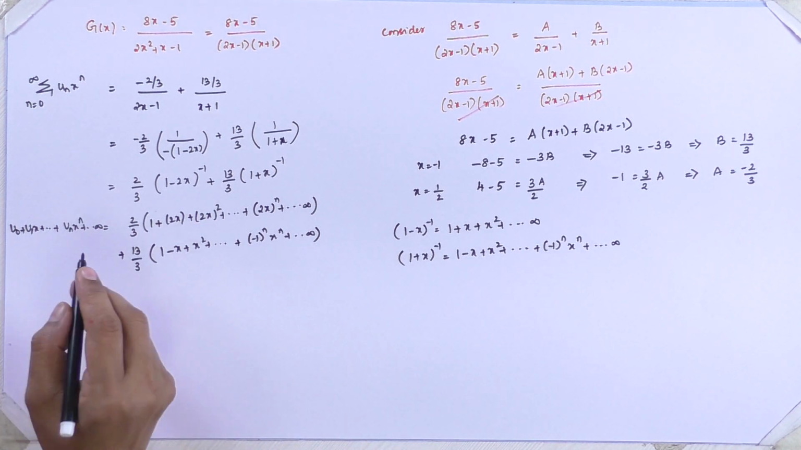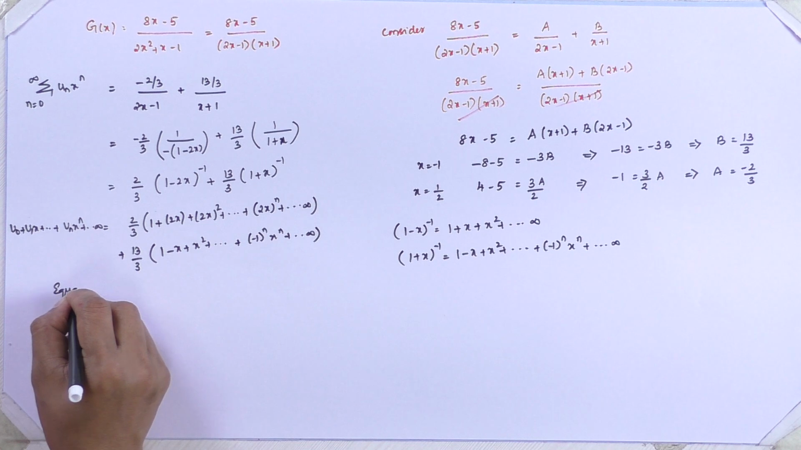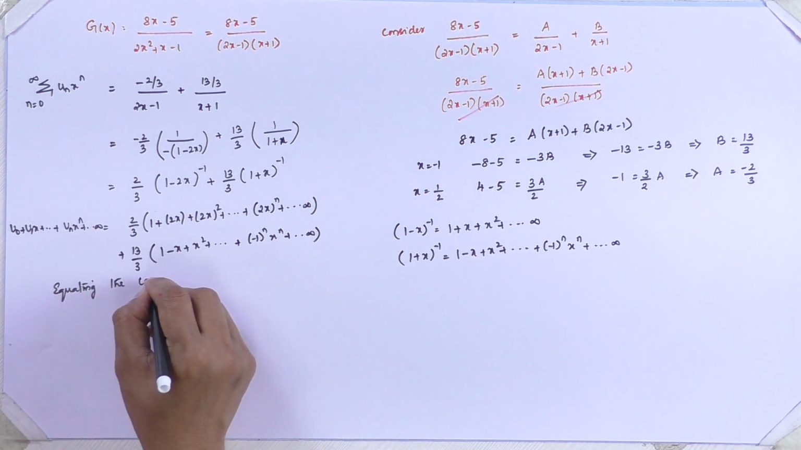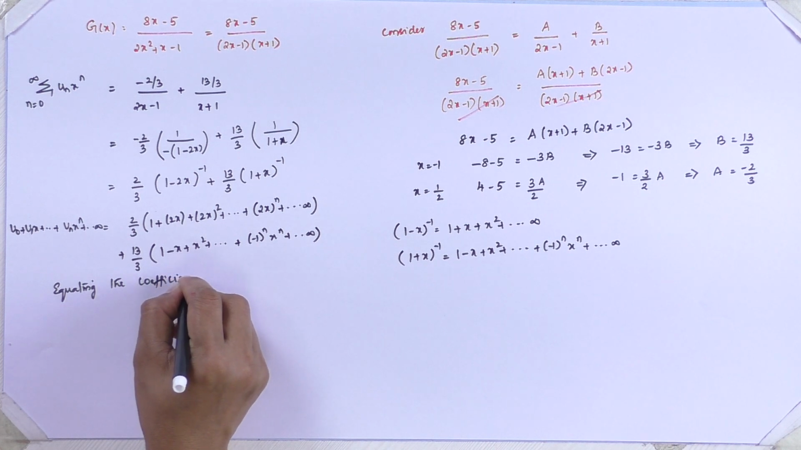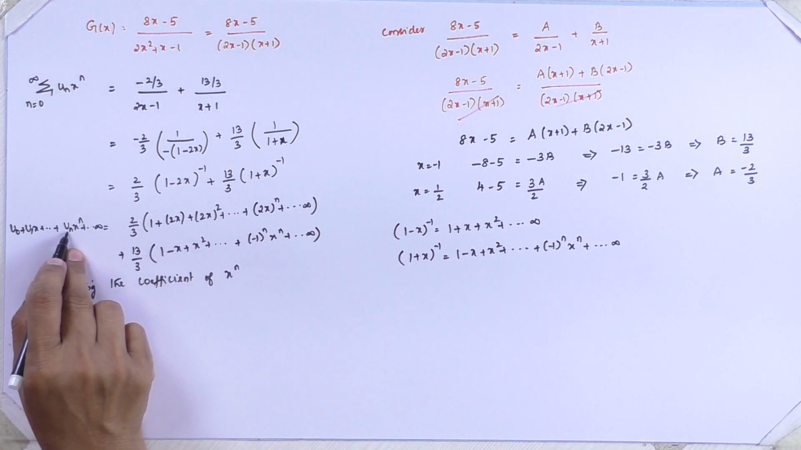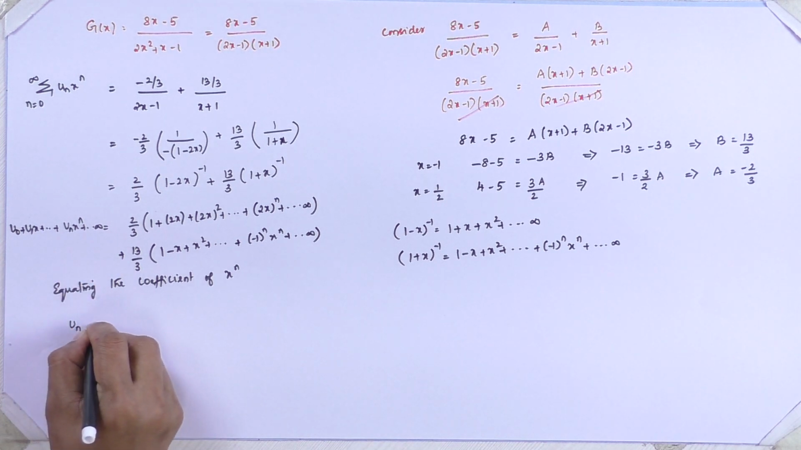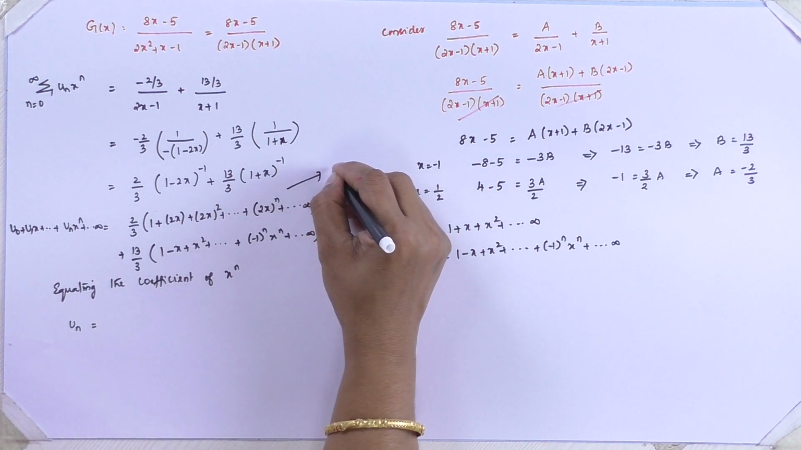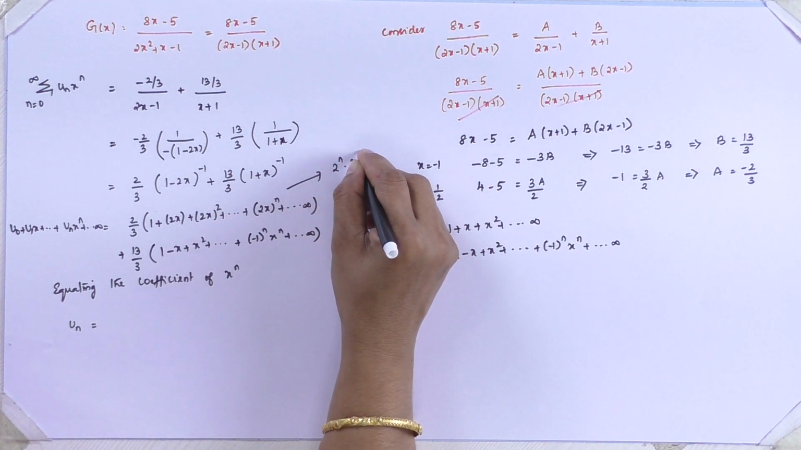So where is un? It is equating the coefficient of x power n on either side of the equation. The coefficient of x power n is what here? Un. Un is equal to, I have 2x whole power n. So 2x whole power n, I can write it as 2 power n into x power n.